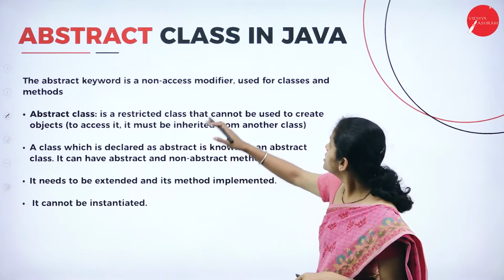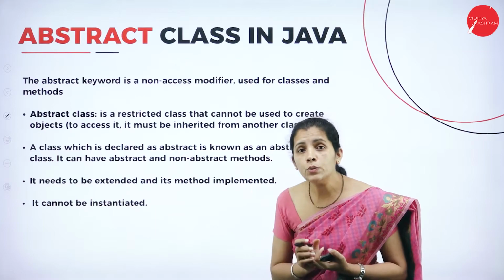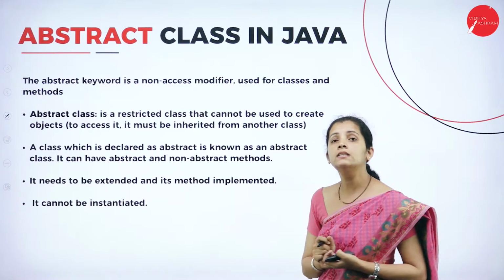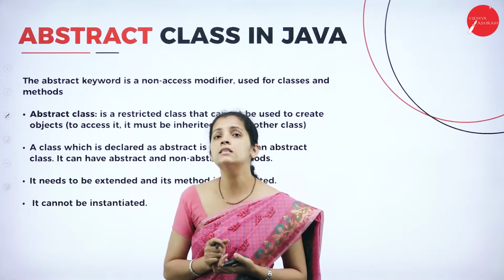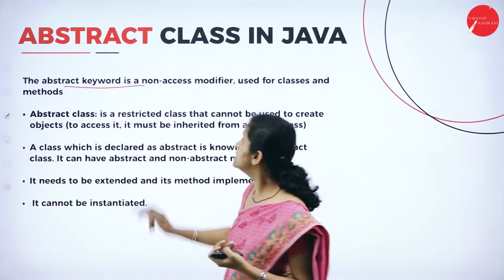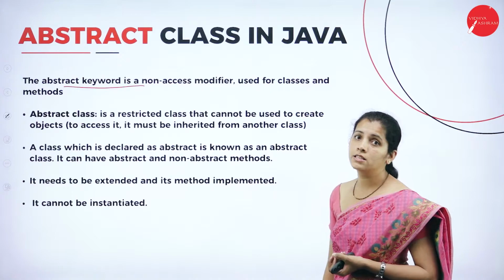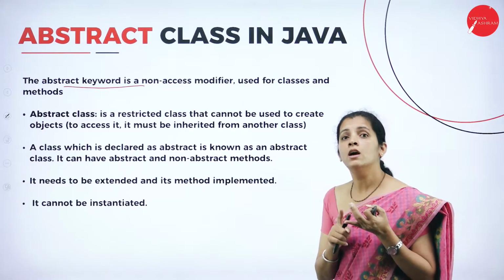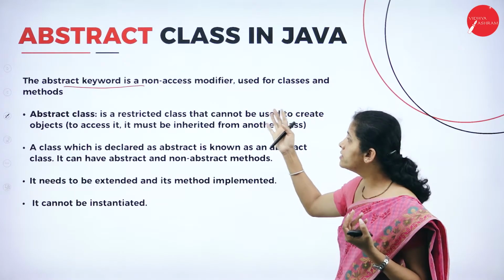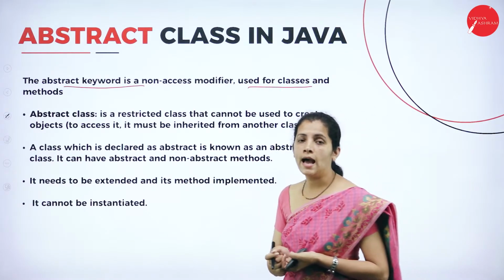Now, abstract class in Java. We can achieve abstraction in Java by using the keyword abstract. That means Java supports abstract classes as well as abstract methods. And here the abstract keyword is a non-access modifier. If I consider access modifiers, I have public, private as well as protected. Then what about the non-access modifier? That's nothing but abstract, used for classes as well as methods.